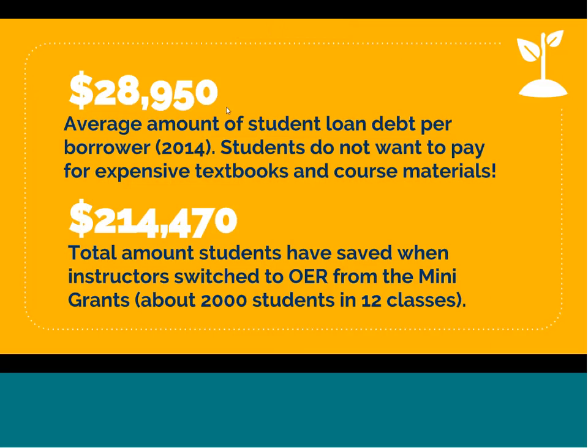And these are just some quotes. In 2014, the average amount of student loan debt per borrower was close to $29,000. And with the OER grant cycle that we did the last time, we ended up saving a total of over $200,000 for 2,000 students over 12 classes by getting rid of textbooks. So again, these are some numbers we like to throw out to promote the idea of using our stuff to save your students money.